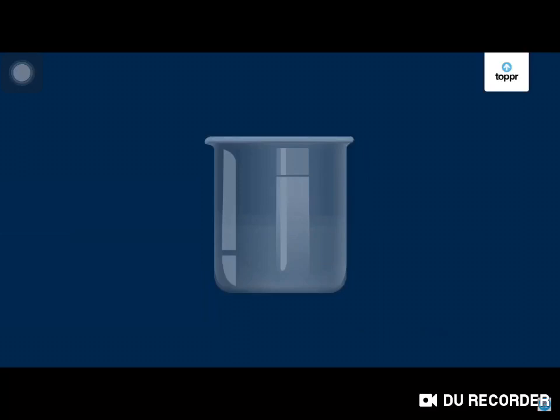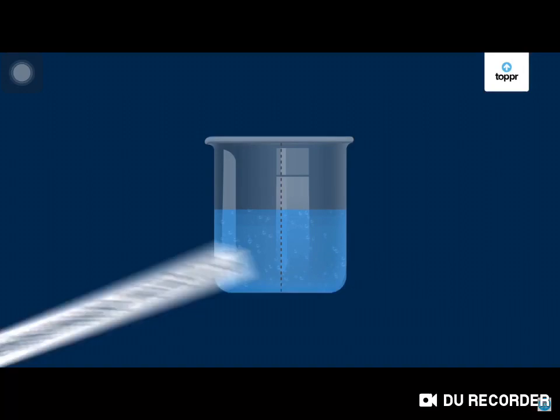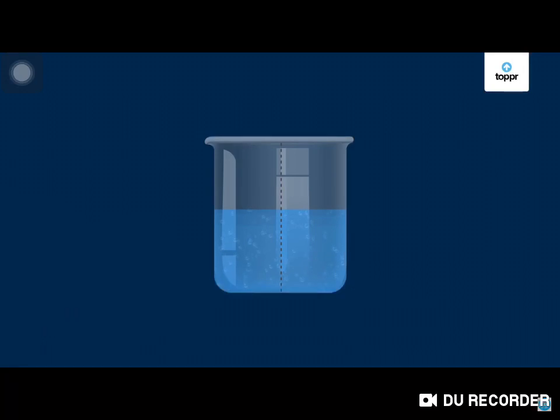Again, let's take a beaker and fill it with water. We are going to divide this beaker into two compartments by introducing a semi-permeable membrane. Let's name these compartments A and B. Water can move through the semi-permeable membrane. Therefore, free movement of water molecules occurs across the membrane. As of now, the water level inside both the compartments is the same.